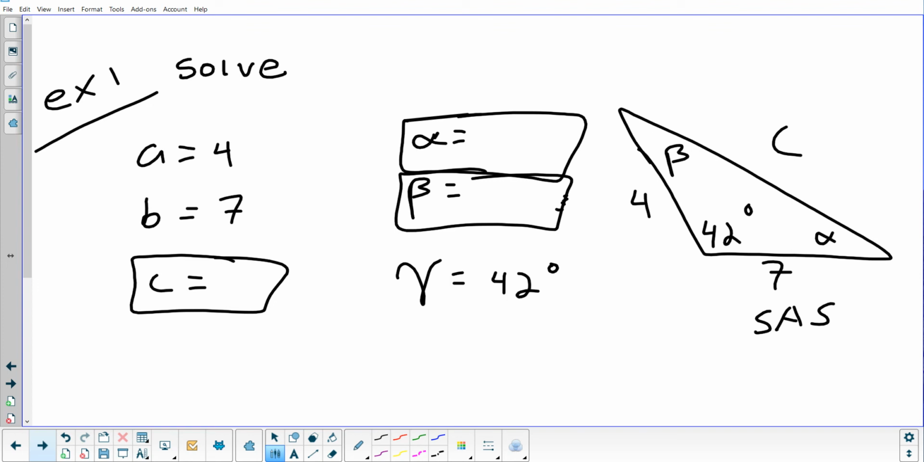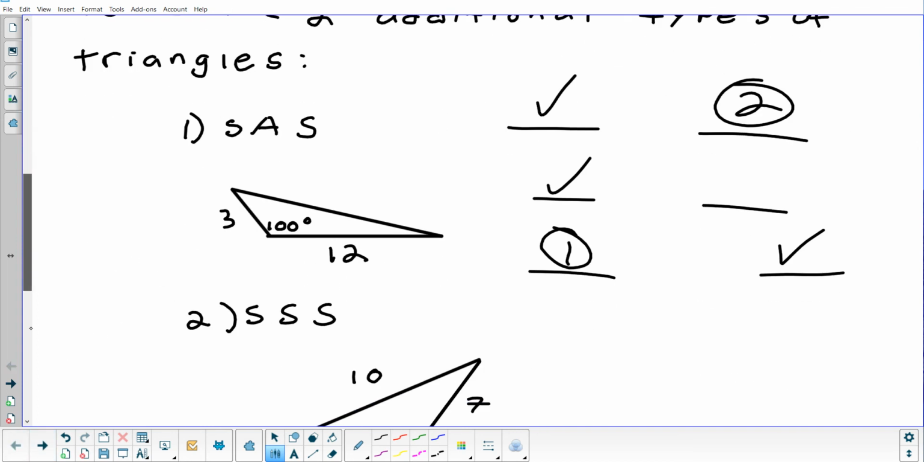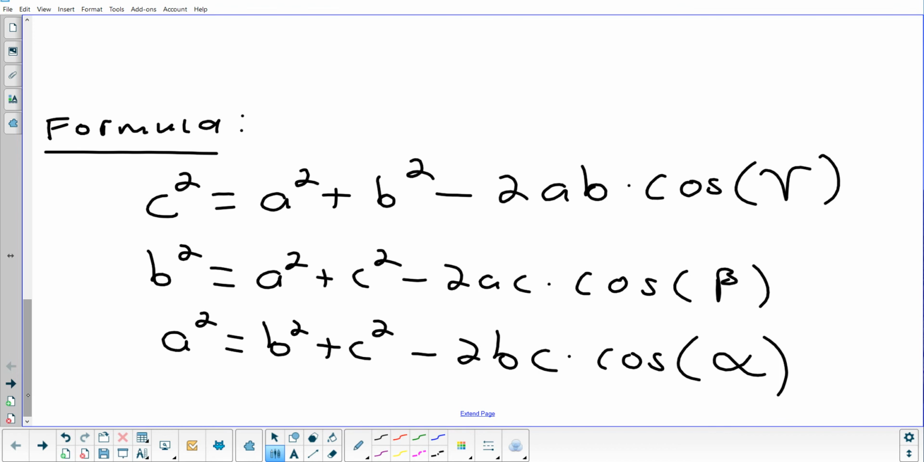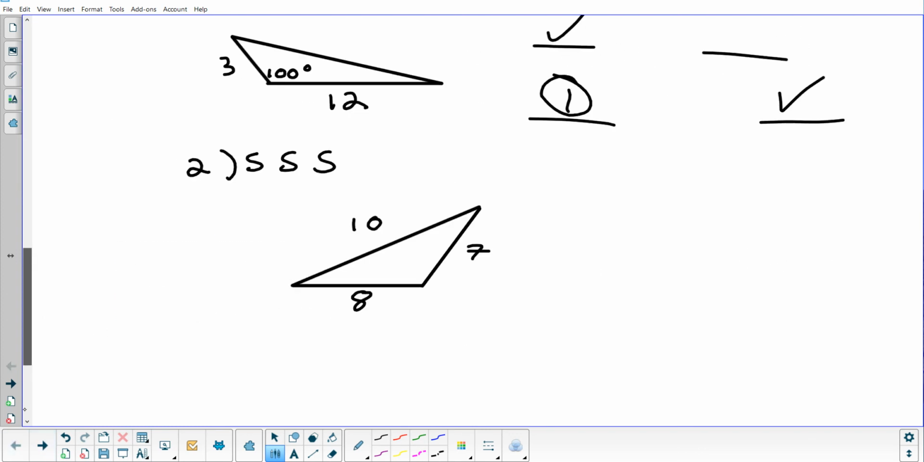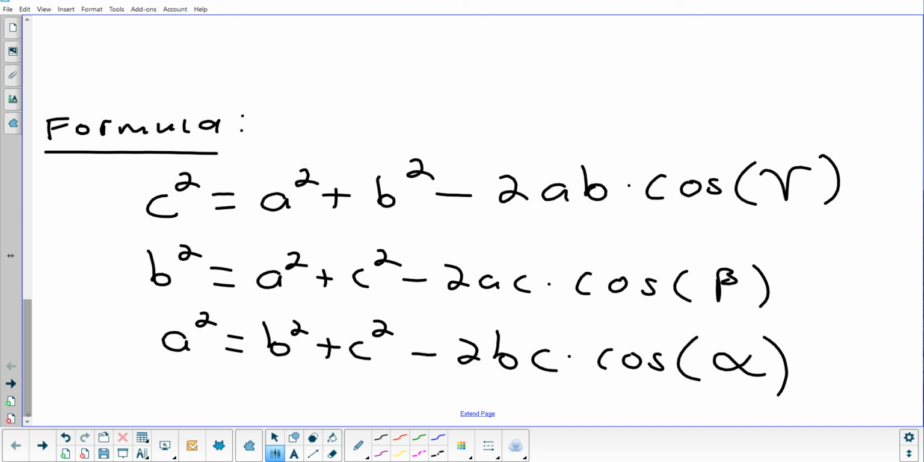Now, when you're doing SAS, you have to find the missing side first. The reason? If you go back and look at the law of cosines, it involves every single side every time you use it. So if you're missing a side, like we are, that's already something you're missing. No matter how you do the law of cosines, you're missing the C. You cannot be missing anything else.